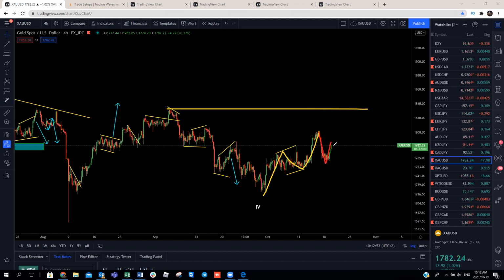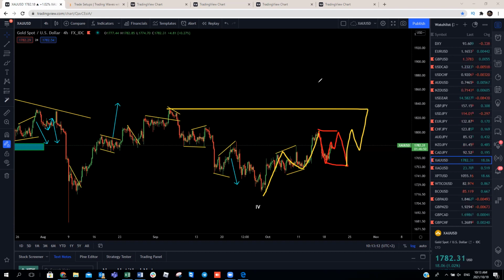Let's have a look at this. We can have a structure like this. We get another one like this. So far, it is not clear. It's all just speculation for now. So we just want to see how this is going to play out. But this is bullish now. And with the DXY showing weakness, gold can push this a little bit higher.